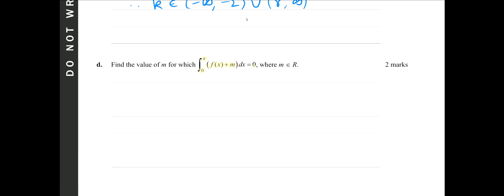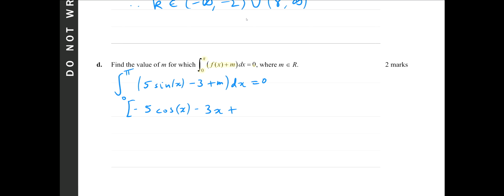So, let's jump into it. So, we want the integral from 0 to pi of f of x. Now remember, f of x was 5 sine x minus 3, and then we simply add on m at the end. dx is equal to 0. So, working this one out, 5 sine x integrates to negative 5 cos of x, negative 3 integrates to negative 3x, and positive m integrates to positive mx. And that, of course, has pi on the top, 0 on the bottom, and that equals 0.